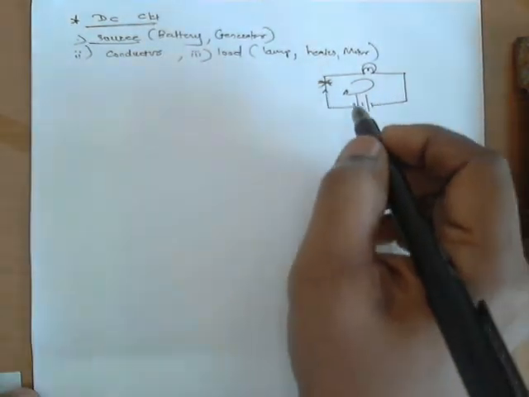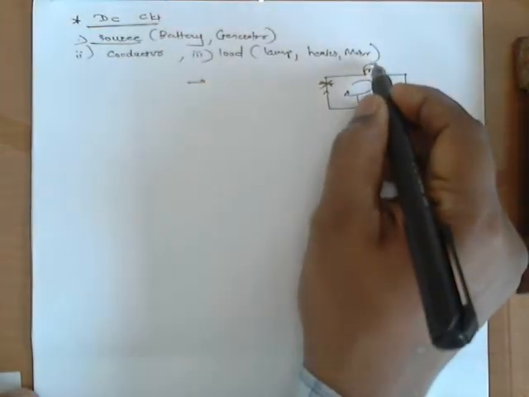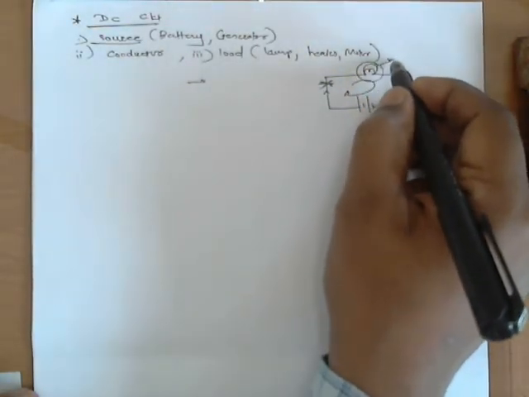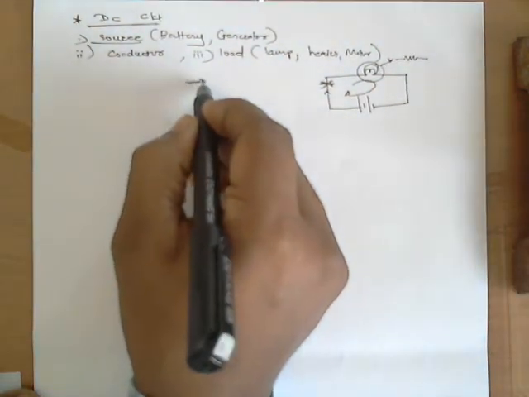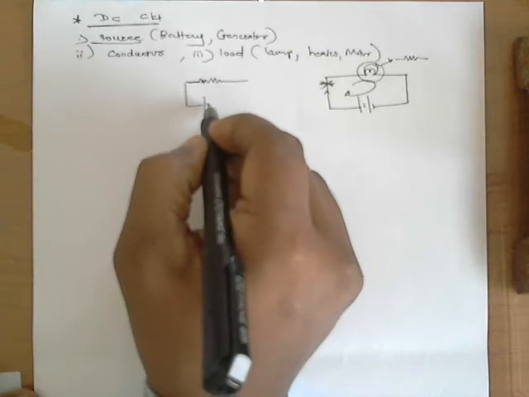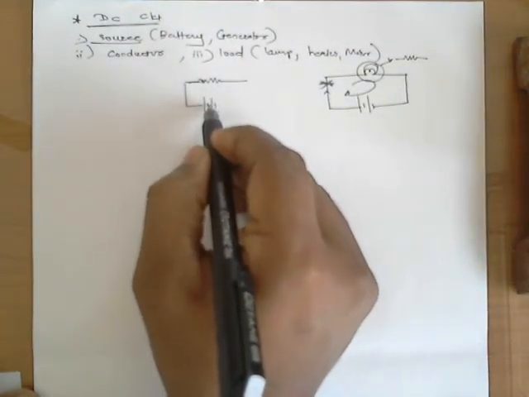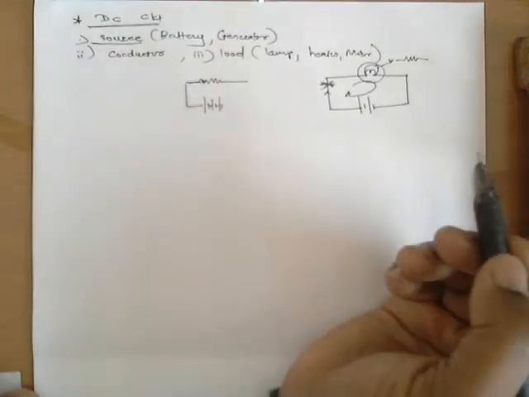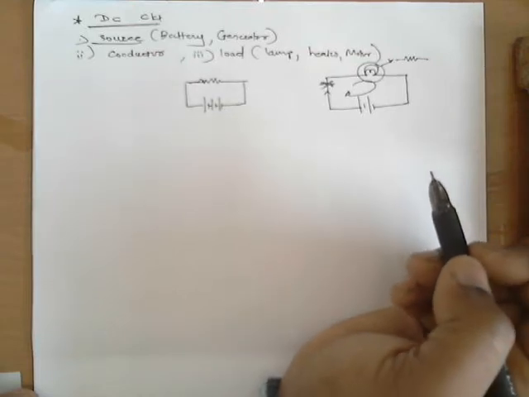Actually, a circuit must have some elements. What is this bulb? Bulb is a type of resistance only. So I can draw a circuit like this. There is a resistance, a battery, this is one cell. If I want to show another cell, it is like this. If I want to show another cell, it is like this. Okay, this can be a circuit.